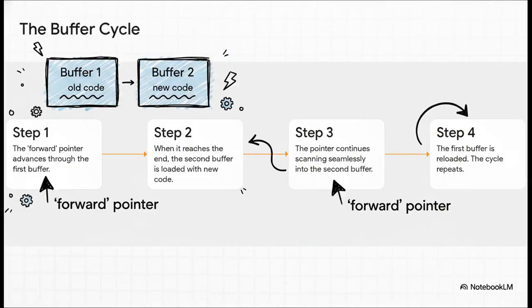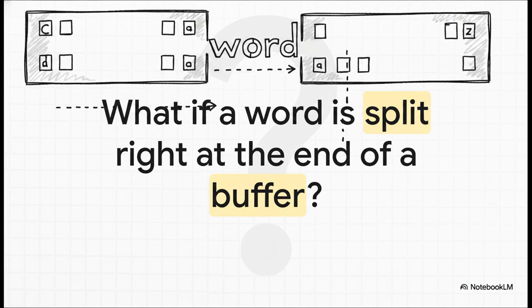And the process is really seamless. The forward pointer just keeps on moving. When it hits the end of that first buffer, the system automatically loads the next chunk of your code into the second buffer. Then the pointer just hops over and keeps scanning without missing a beat. And when it gets to the end of the second buffer, it just reloads the first one. They just work in a cycle, back and forth. This is a pretty great system, right?